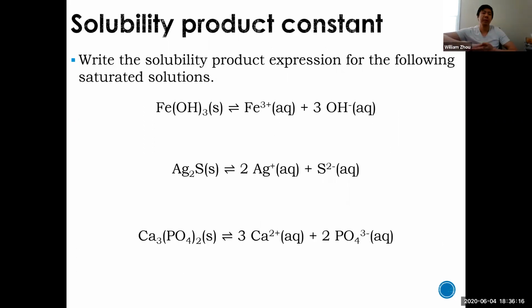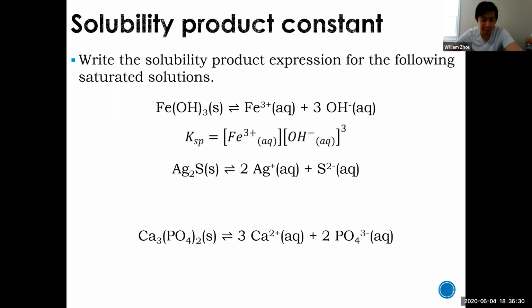Alrighty. So to write the KSP expression, it's the same thing as KEQ. Iron 3 hydroxide dissolves into iron 3 plus and 3 hydroxide. So the KSP will literally be iron times hydroxide cubed. The cubed because there's a 3. And silver sulfide, equilibrium, silver and sulfide ions. Because you have 2 silvers, you have 2 silver ions. The KSP, you square the silver. The sulfide remains the same.